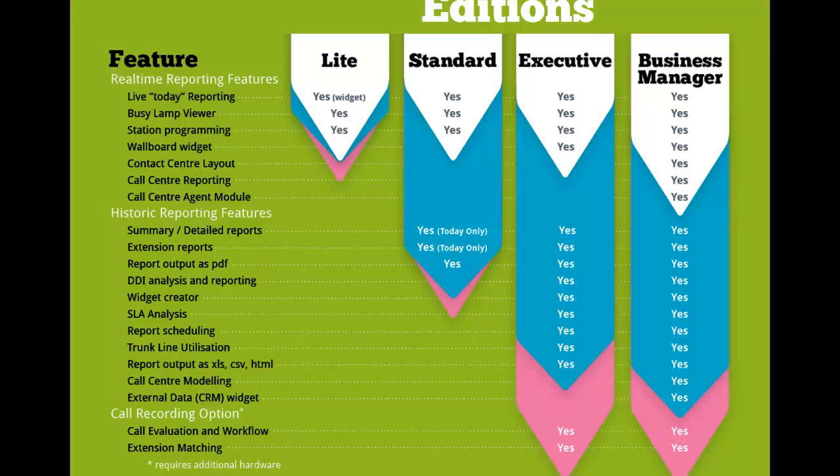The Business Manager edition builds upon the features from the executive edition, but includes some more contact center type features. So things like reporting on agent availability, being able to use some of the information to model what your call center or contact center might look like if certain parameters were changed. So the Business Manager edition is the full-blown version that includes all the features available with iBOSS, and again you can add on the call recording options.